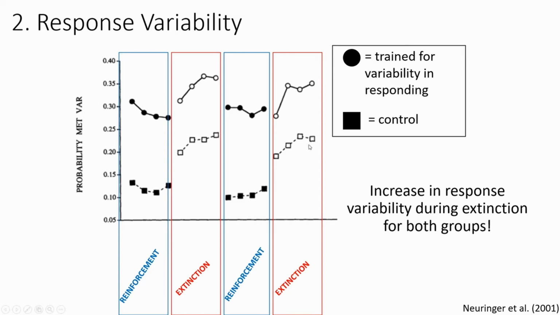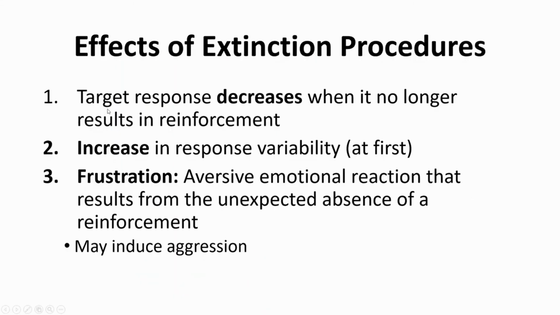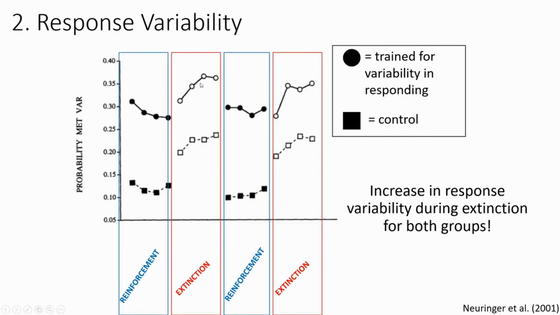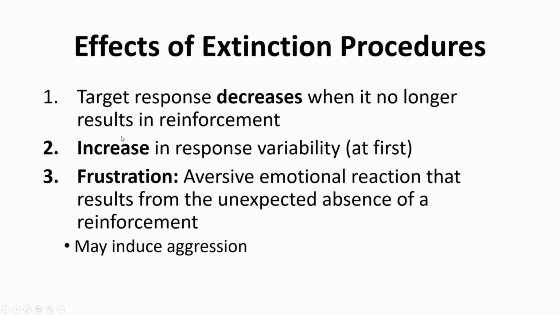So this shows us our decrease in target response when it no longer results in reinforcement, and an increase in response variability, at least at first. So if we did this for a long, long period of time, if we continued this forever, this line might sort of slowly drop off. But that's not what this study was looking at.